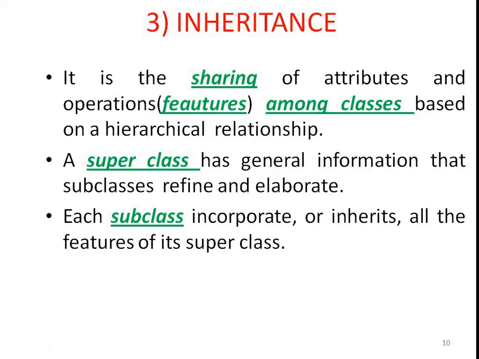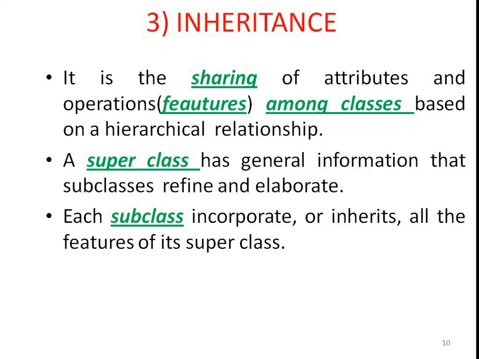So the third factor is inheritance. It is the sharing of attributes and operations, also called features, among classes based on a hierarchical relationship. The student contains some characteristics of the parents plus additional characteristics. The parent is called a superclass and the student is called a subclass.